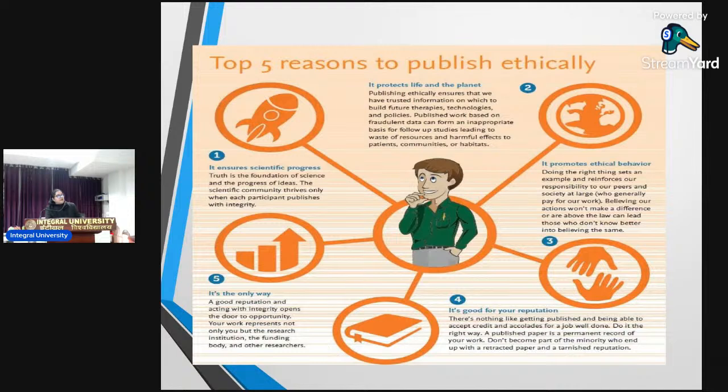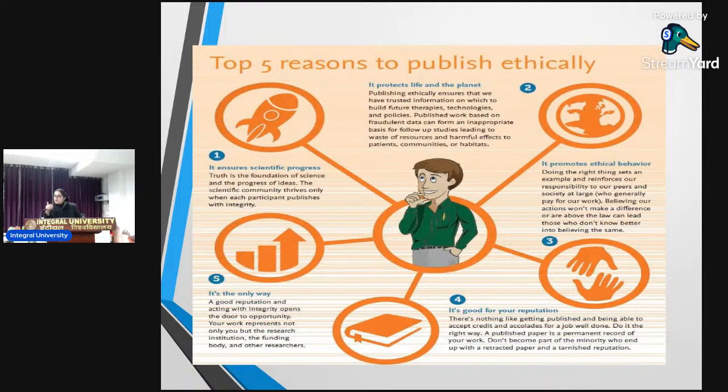It protects life and the planet. How does it protect life and the planet? When you publish ethically, how does it protect life and the planet? Because publishing ethically ensures that we have trusted information on which to build future therapies.